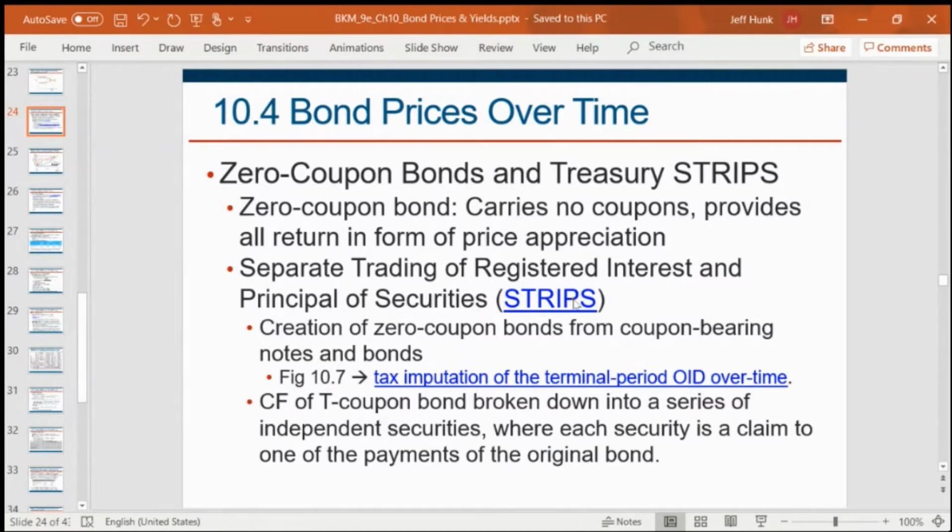Now, what it means is you are creating a separate bond from the interest of the bond. You might wonder, interest on the bond can be a new bond? The idea is this: you're creating a zero coupon bond from coupon-bearing notes or bonds. So what does that mean?